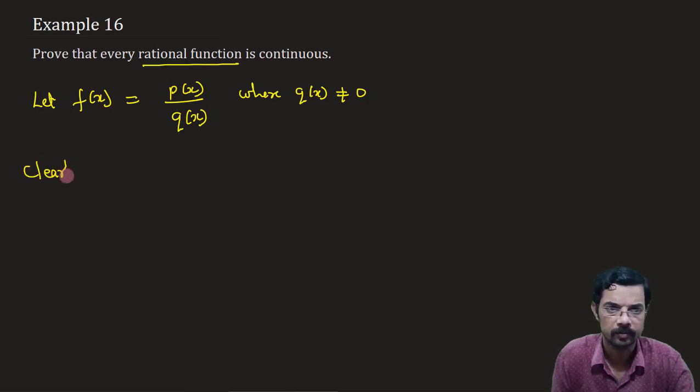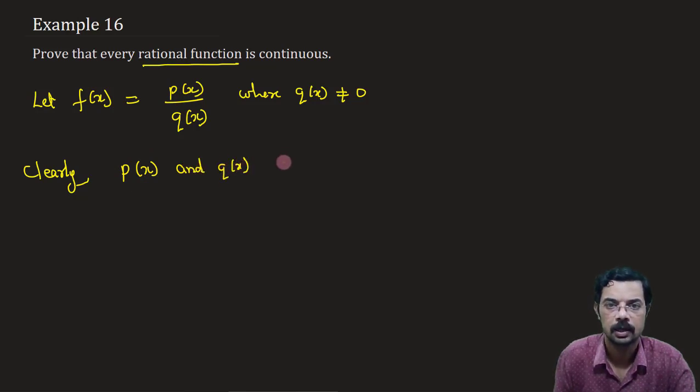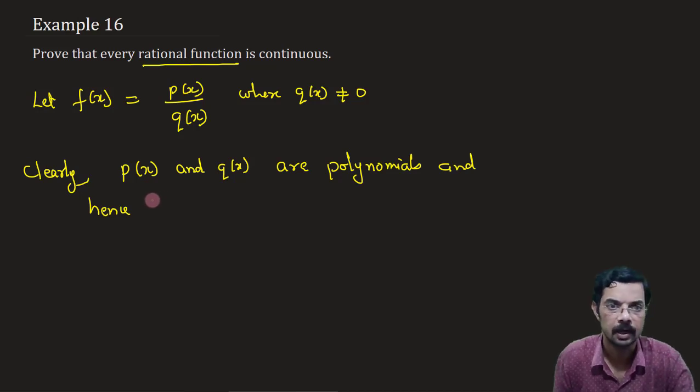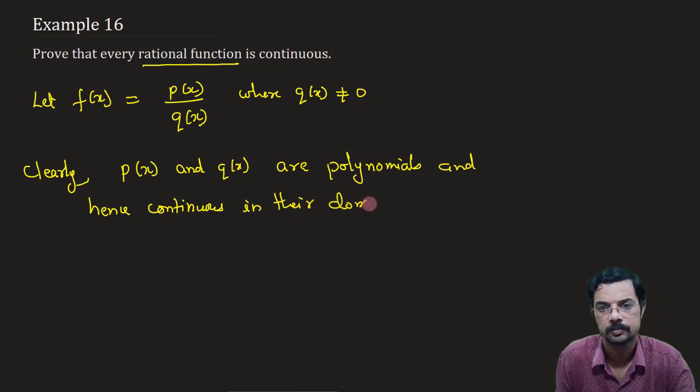Clearly, we know that the numerator is a polynomial. Clearly p of x and q of x are polynomials, and hence are continuous in their respective domains. Okay.